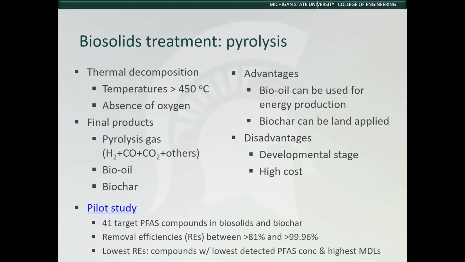Pyrolysis is defined as the chemical decomposition of organic materials at high temperatures, typically above 450 degrees C, in the absence of oxygen. The products include pyrolysis gas or syngas, hydrogen again, carbon monoxide, also carbon dioxide. Bio-oil is produced, which can be used for energy production, and biochar can be land applied. The disadvantages of pyrolysis are that it is still in the developmental stage for PFAS, and there are concerns about the high cost of treatment.